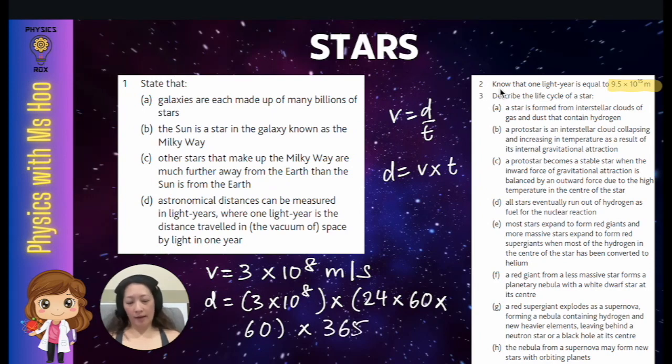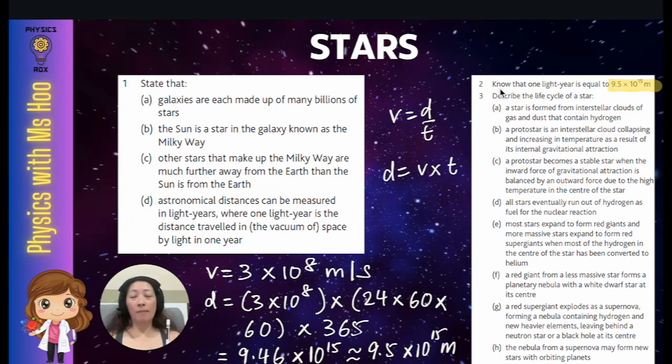What you will get if you use your calculator is a value of about 9.46 times 10 to the power of 15. Or you can write this as 9.5 because, as you should know by now, in IGCSE we prefer to write the values to two significant figures. So that's how we get 9.5 times 10 to the power of 15 meters.